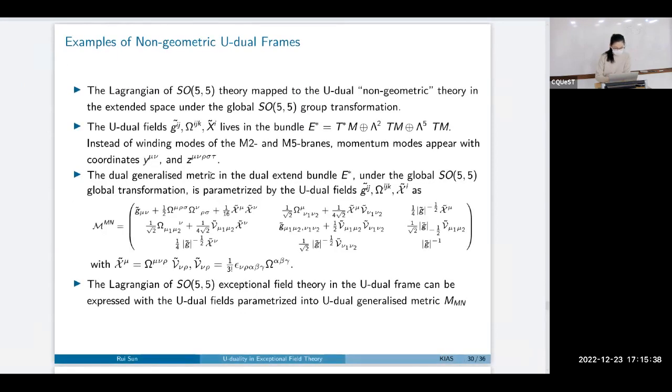After all the fields get redefined, we have the new generalized matrix in the U-dual fields like this. If you insert this, you see there's all tilde on the head. If you insert this into the action, then you get the U-dual framework. So it kind of indicates that there's a dual theory of this U-dual theory of the exceptional field theory, and the dimension would be 2D if you put them together.